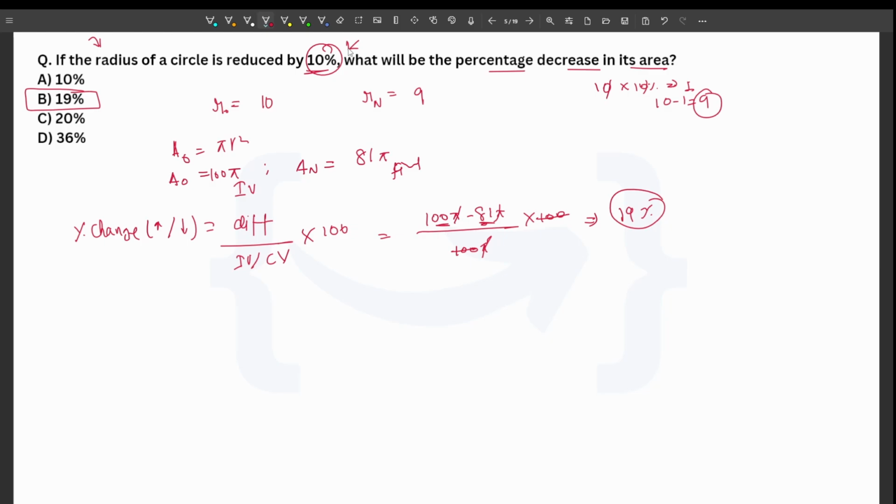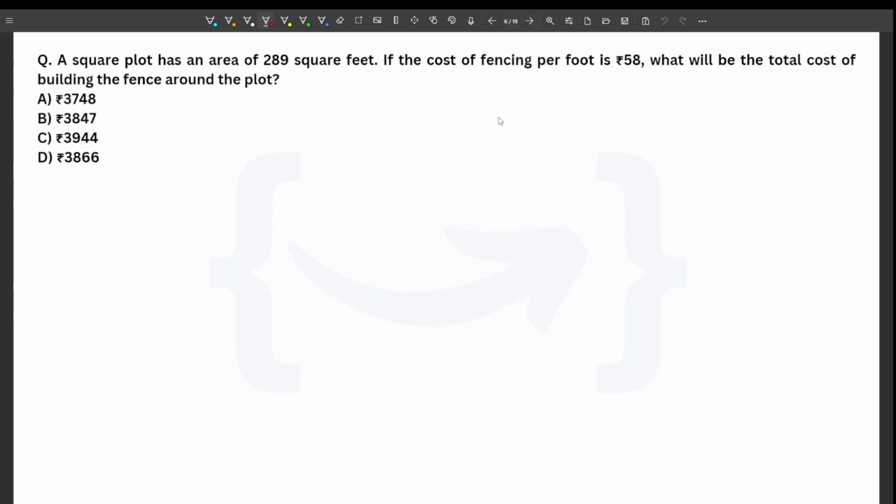Don't you think this question again falls under the easy category? Just know a formula and have some hands-on experience with percentages, and you will be able to solve this question. Without wasting time, let's see the next question.